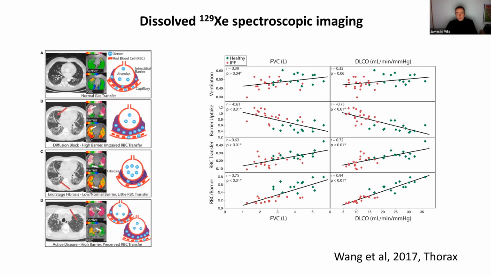And these show really nice correlation, these ratios of the red blood cell to the barrier peak in particular, with the gas transfer tests. So what we're essentially looking at is an imaging surrogate of the DLCO test, I would say, the ability to monitor regional gas transfer with this methodology.